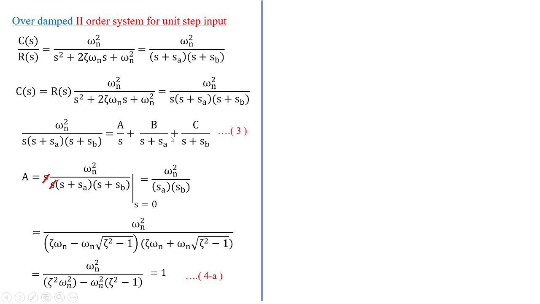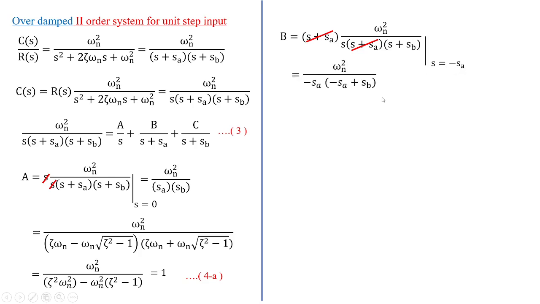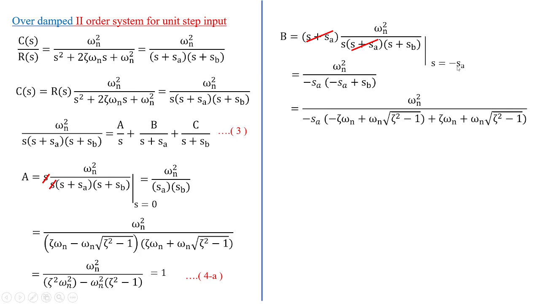Now, how to get the value of B? B can be obtained by multiplying the transfer function with s plus sa and substituting the value of s equal to minus sa. You can see I have substituted s equal to minus sa and I have substituted the actual value of sa. With the sa value and sb value, you have to check the like terms and unlike terms and cancel them.